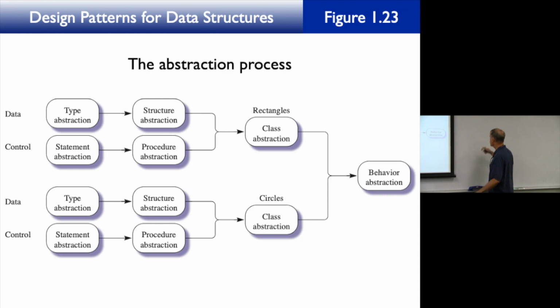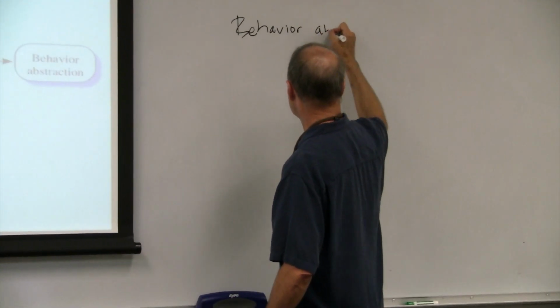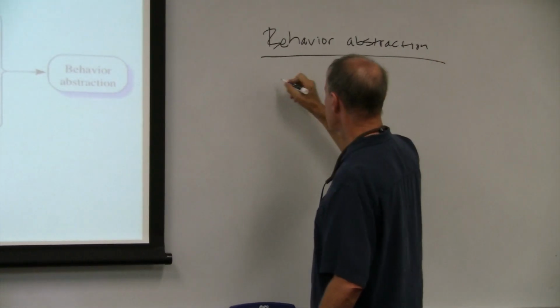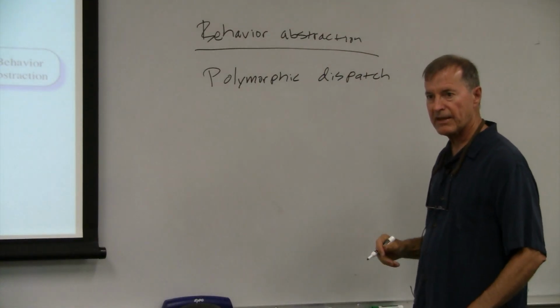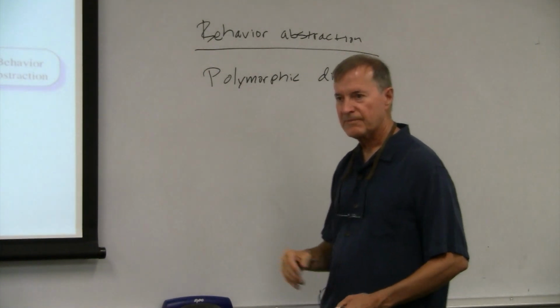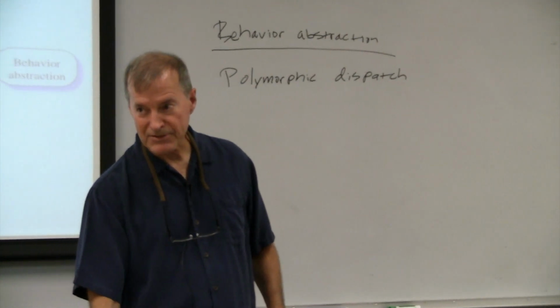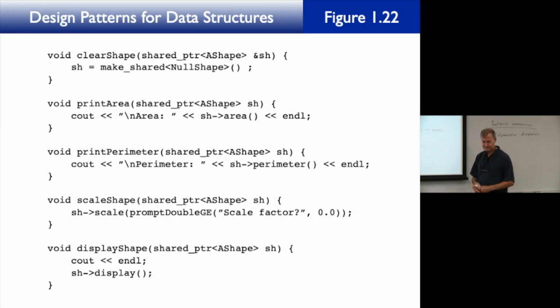What is the key characteristic of behavior abstraction? We mentioned this the other day. Do you remember what it is? It's polymorphic dispatch. Now look, here's where polymorphic dispatch happens. Let's go back one slide. And let's take a look at this print perimeter. Now look at what this print perimeter does.